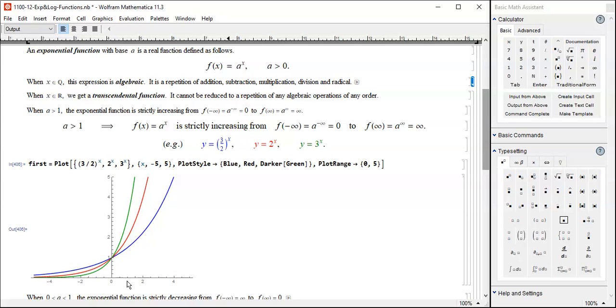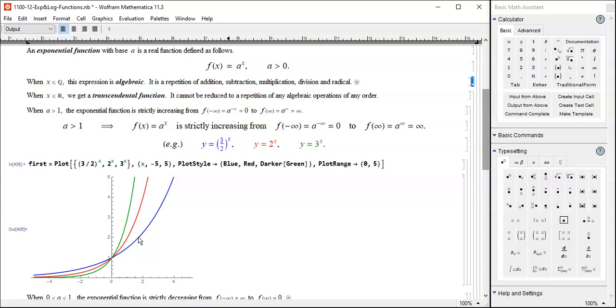Do you see some properties here immediately? Well, they're all strictly increasing from 0 to positive infinity, apparently. To the left, they're all going down to 0, so horizontal asymptote forming y equal to 0. To the right, they're all going to positive infinity. They're all going through 0, 1, y-intercept, because a to the 0 power is 1. That's easy.